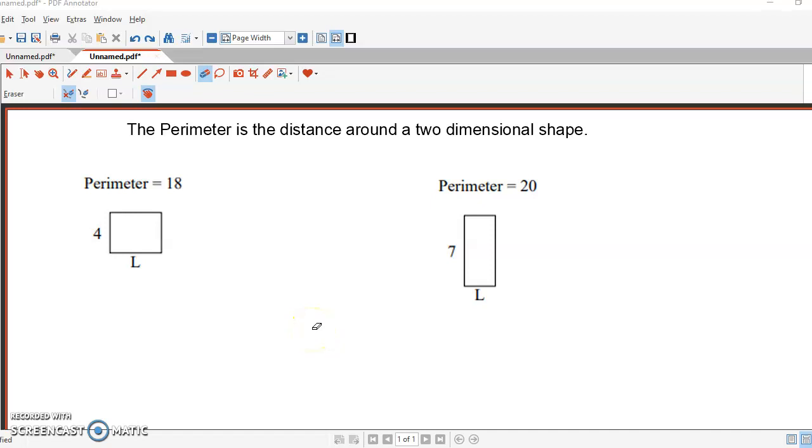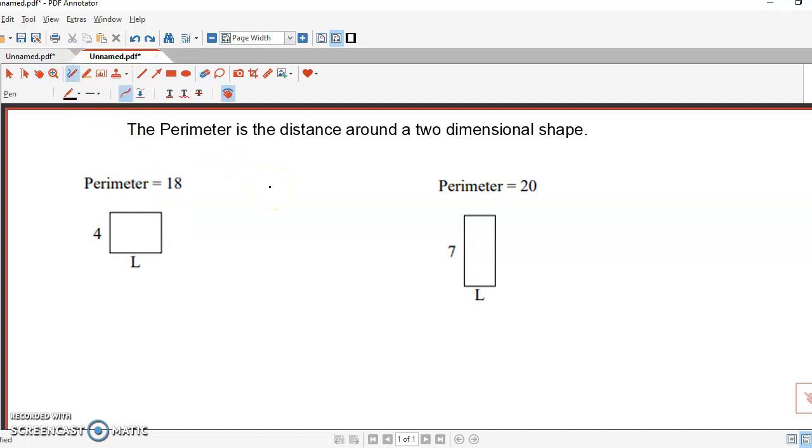Today we are going to continue to work on perimeter. The perimeter is the distance around a two-dimensional shape. In our lesson today, we're looking for the unknown, which is the length. We know the perimeter is 18 centimeters. One side is 4 centimeters, but we don't know the other side.